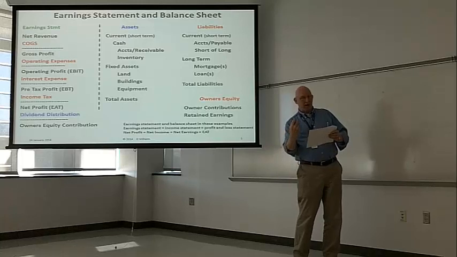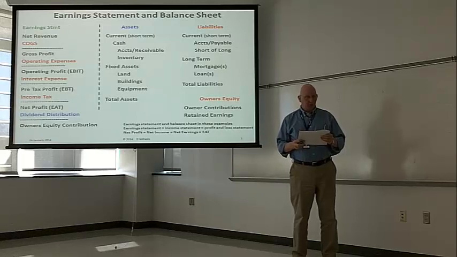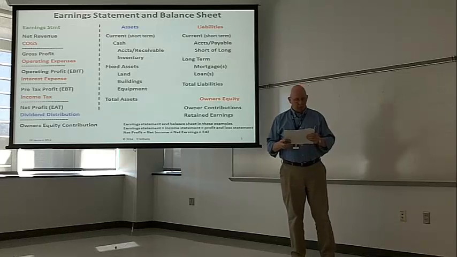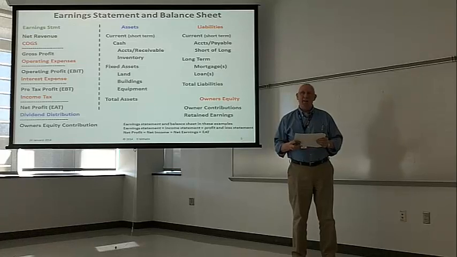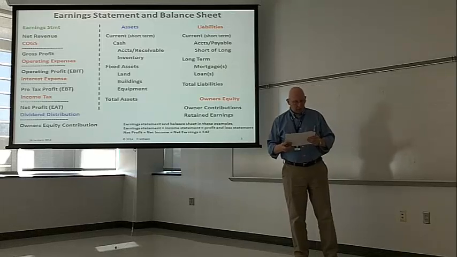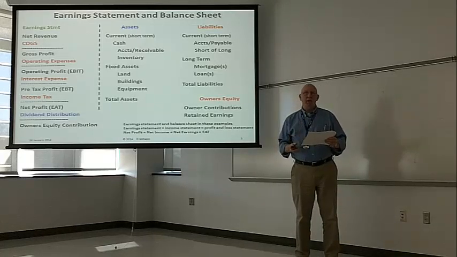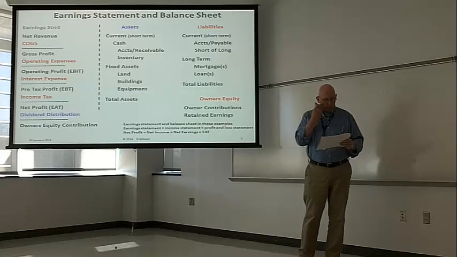If you're looking from the top down, we call it operating profit. If you're looking from the bottom up, we call it earnings before interest and taxes, because right after this operating profit or earnings before interest and taxes, we subtract the interest expense to get pre-tax profit. And after that, we subtract the income tax to get net profit or earnings after taxes. And one last thing is to distribute some of the earnings to the owners. Net profit, earnings after taxes minus dividend distribution is what goes to the owner's equity contribution.